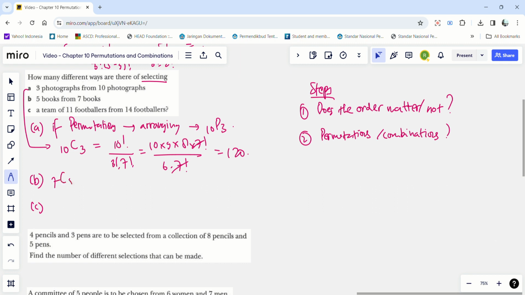So this is 7C5. You have 7 books available. You will only select 5 books, or choose 5 books. Do not arrange them. You just select them. And in question C, a team of 11 footballers from 14 available, which means it will give you 14C11.